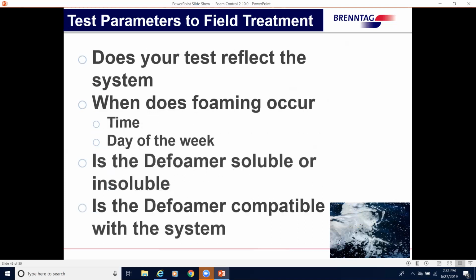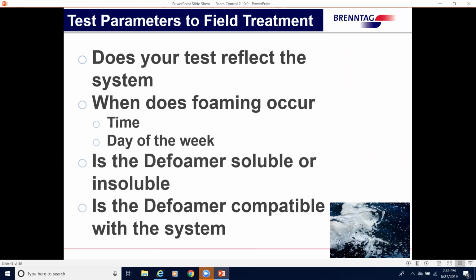So, when we're testing, we need to make sure that our method of testing reflects that of the system that we're trying to treat. So knowing when foaming occurs can be incredibly important. If you find that foam pops up every Wednesday at noon, maybe the plant cleans every Wednesday morning, and a lot of surfactants are being added into the system, creating this foam.